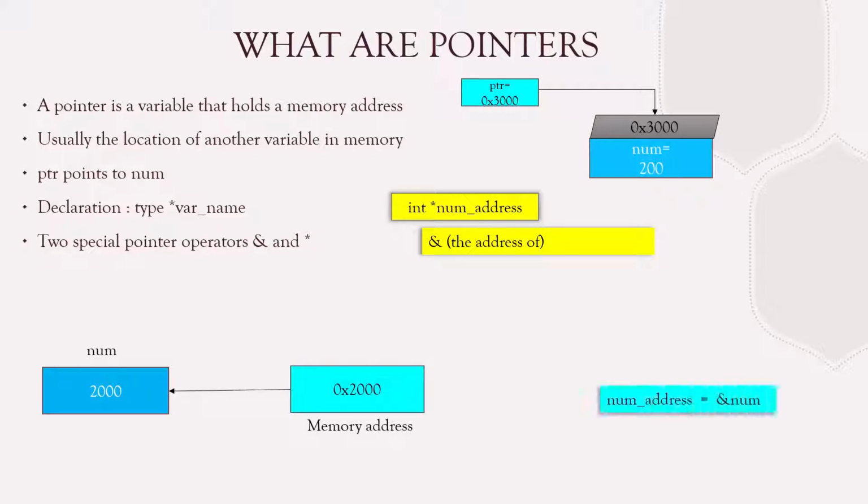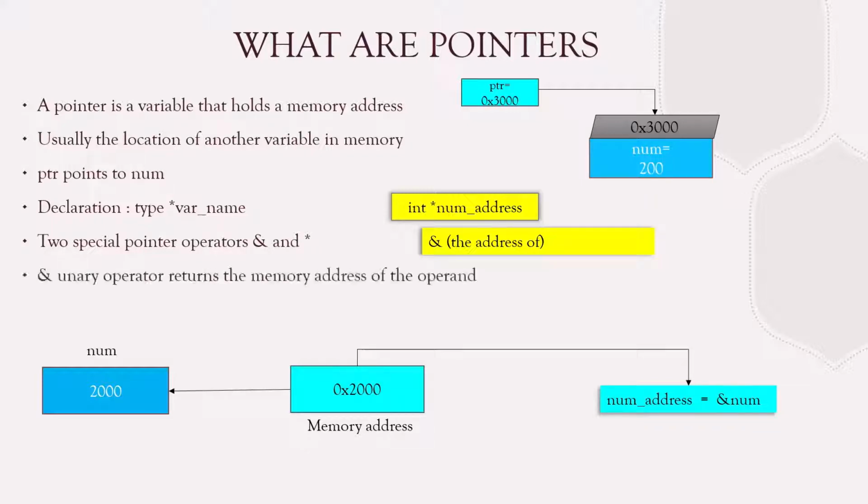If we had a statement num address equal to ampersand num, what we're saying is that the memory address of num will now be stored in num address. Therefore, the ampersand is a unary operator that returns the memory address of the operand. In the case below, the operand would be num.